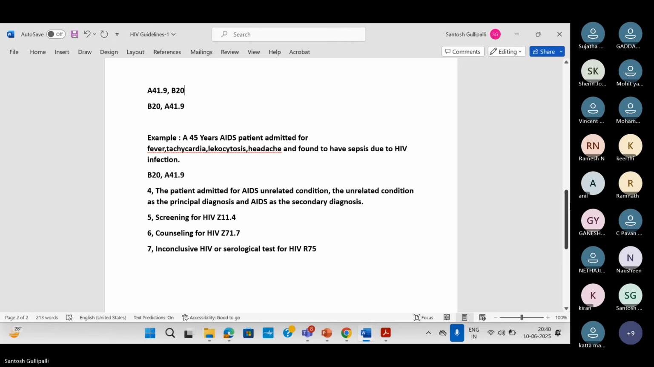Understand? The patient admitted for an AIDS unrelated condition, the unrelated condition is the principal diagnosis and AIDS is the secondary diagnosis.